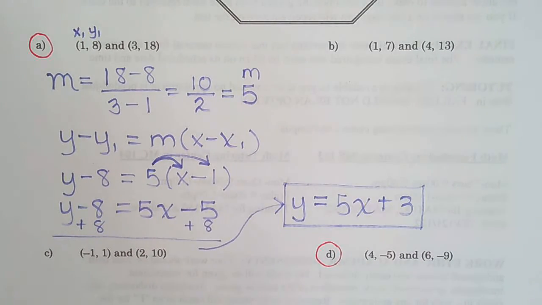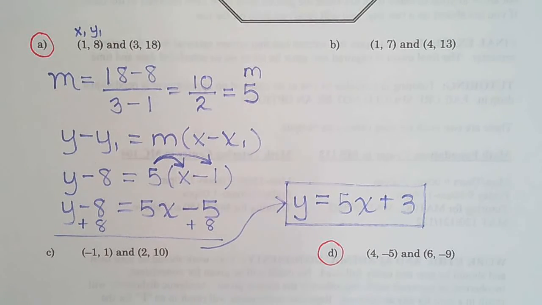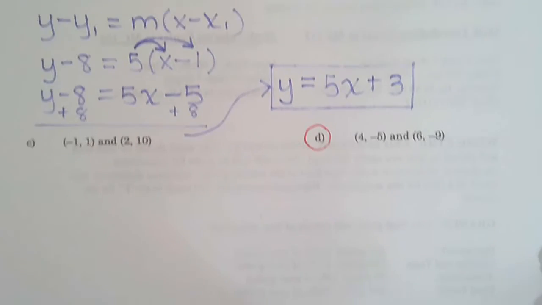Okay, so if you want to go ahead and do D on your own, go for it. I picked 2 that have whole number slopes, and then the ones on the back have fractional slopes and special cases. So if you want to shut off the video and try D on your own, go for it.